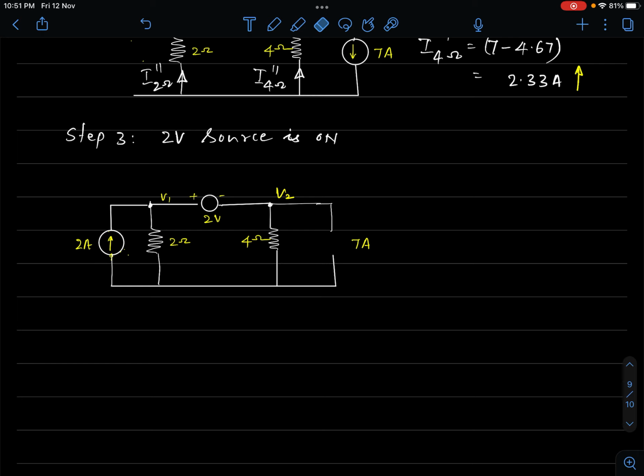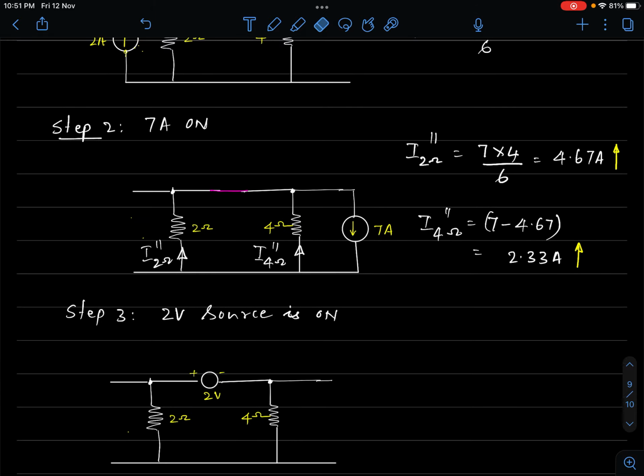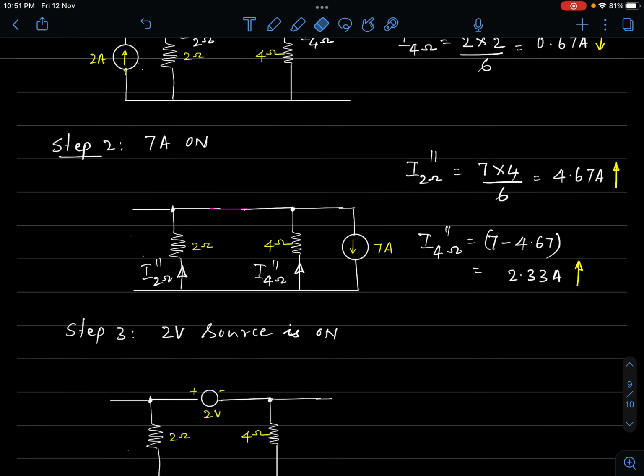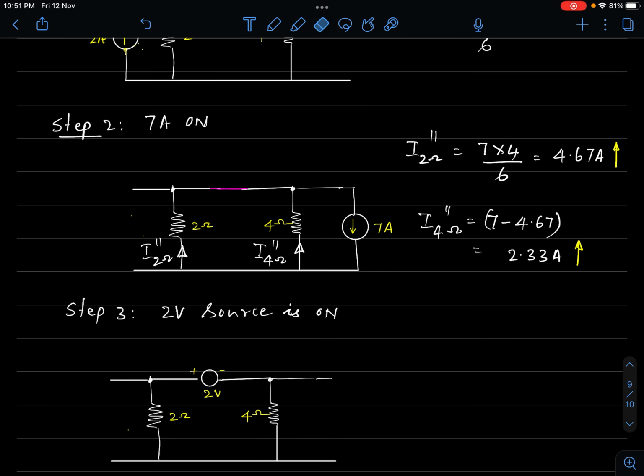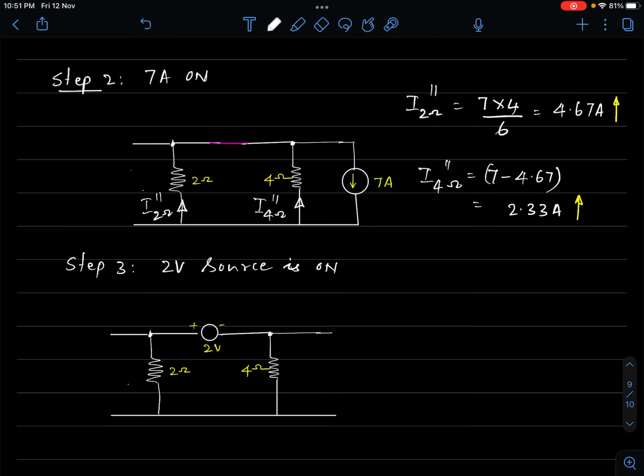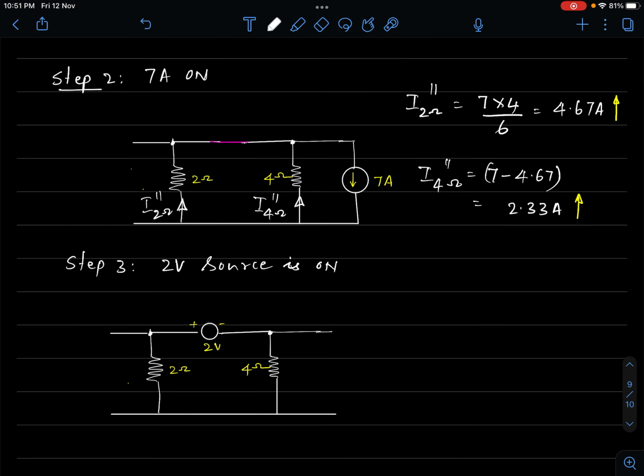How do I deactivate the current sources? I'll replace them by open circuit. So I'll open this, I'll open this also. I opened the current sources. Now how is the current distribution? I'll remove this also for the time being. We are supposed to calculate the voltages, right? We'll find out the currents together and then find out the voltage. It hardly matters. Now how do we find out the current?